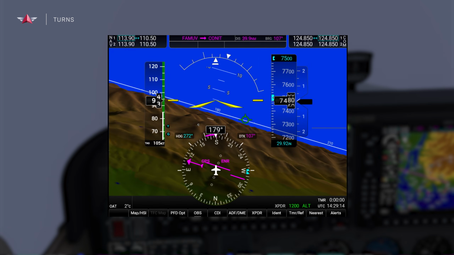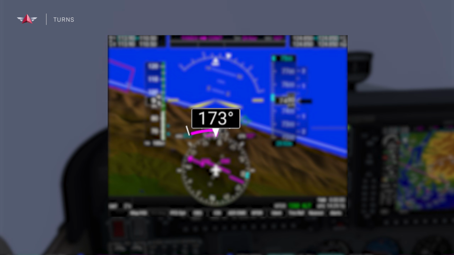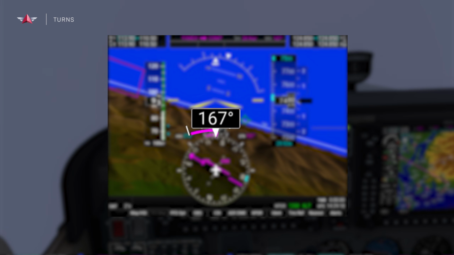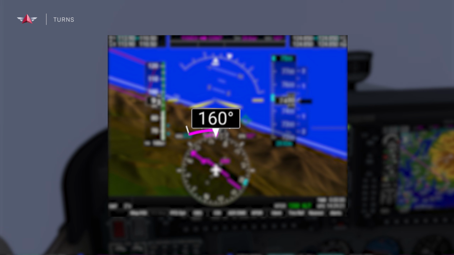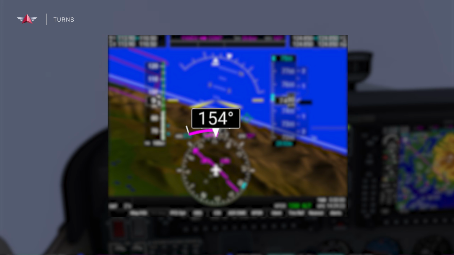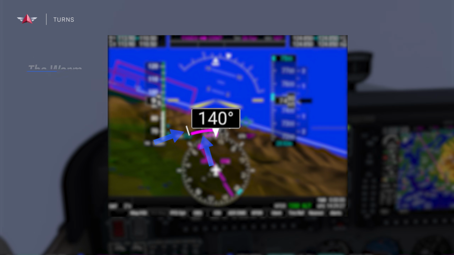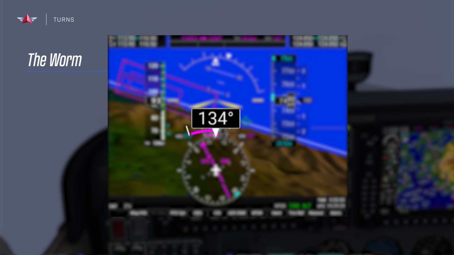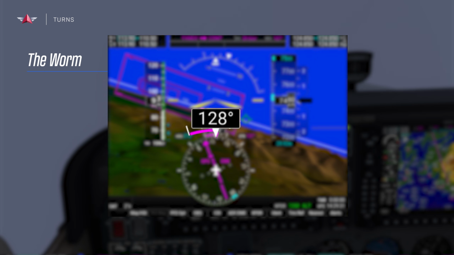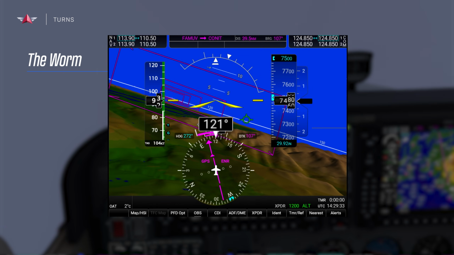Note that there is also a standard rate turn indicator here. It is somewhat finicky and prone to overreaction. But when we're at a standard rate turn, this little curved purple bar hits this white line. This is sometimes called the worm, as it worms in and out of its hidey hole up here at the top of the heading indicator.